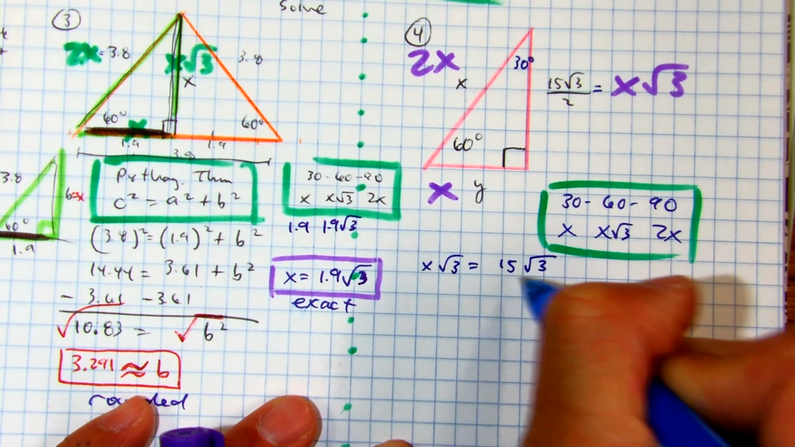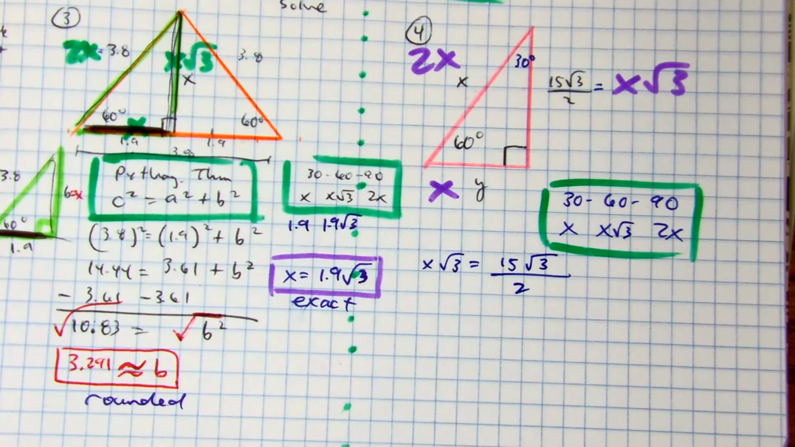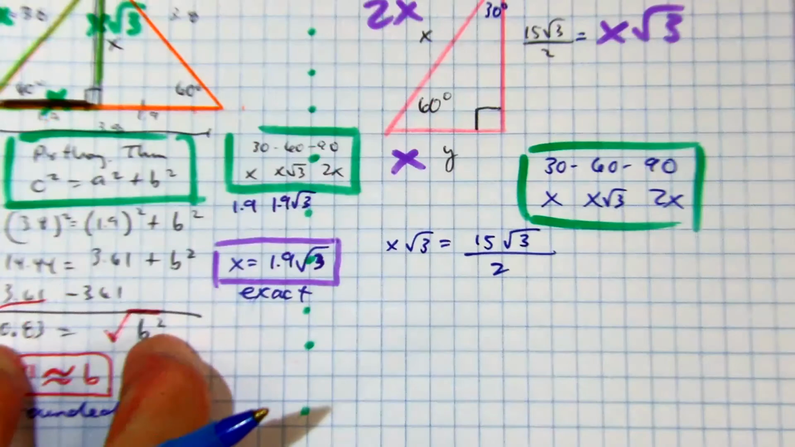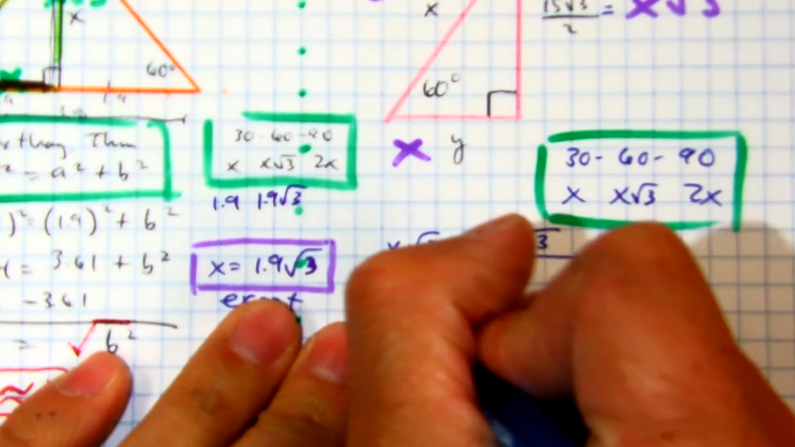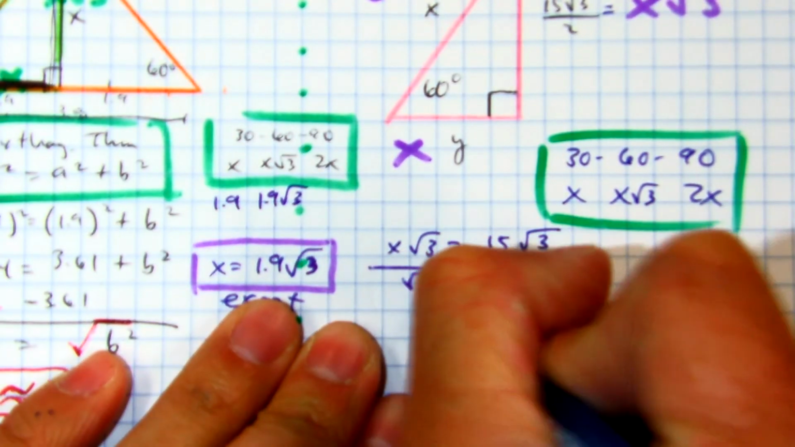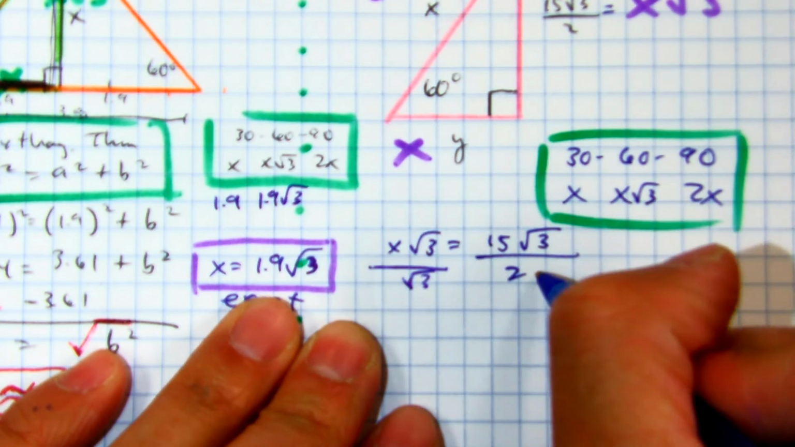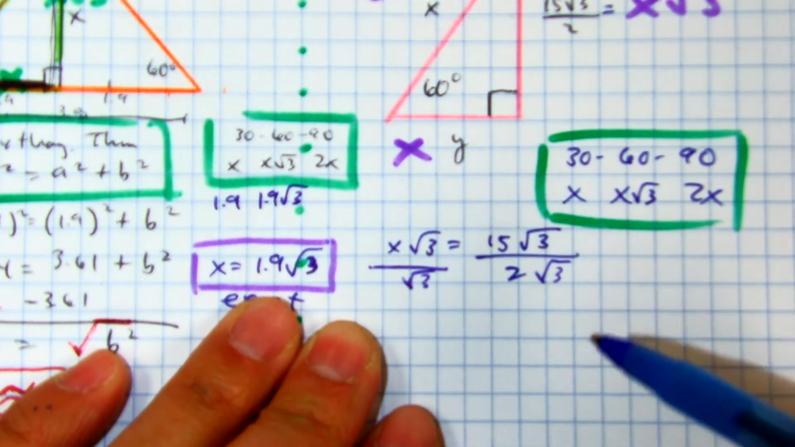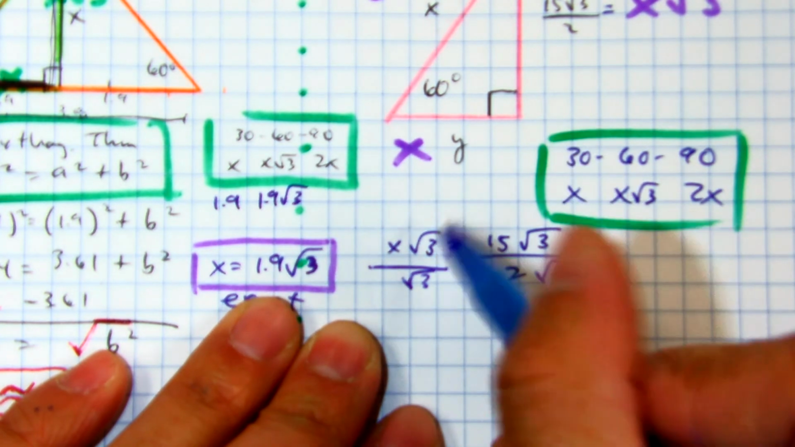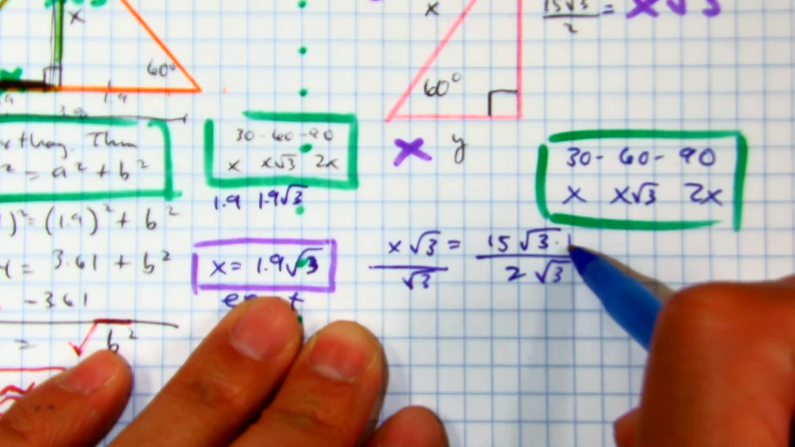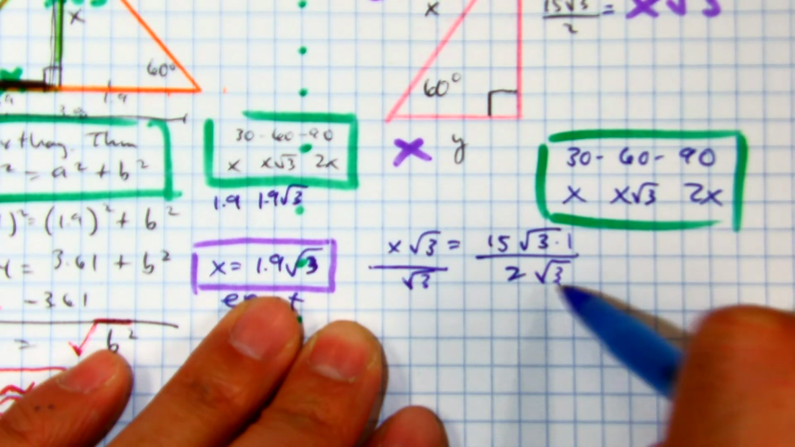Isn't math wonderful? Class, how do you solve for x? Divide by radical 3. Pay attention. Radical 3 goes where? Under, right? Dividing by radical 3 is the same thing as multiplying by 1 over radical 3. That's why it ends up in the denominator.